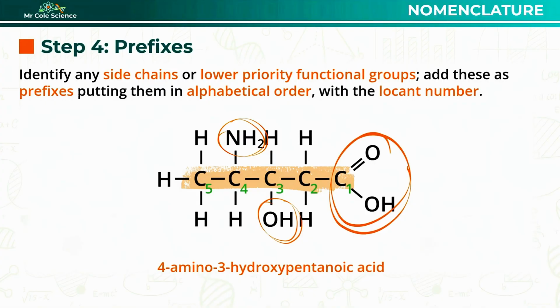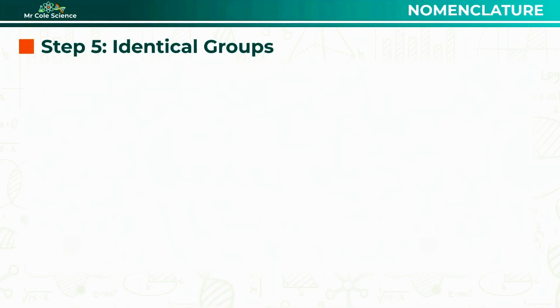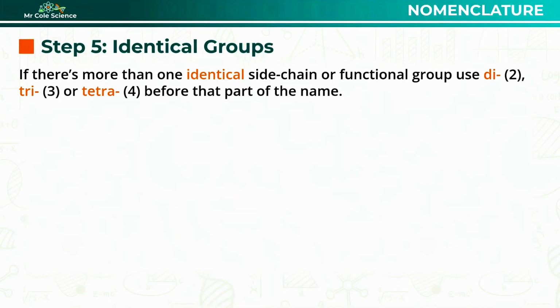But what happens if we have 2 of the same functional group or side chains attached? Well, that's where our fifth and final step comes into play. If there's more than one identical side chain or functional group in the molecule, then we add an additional part to the prefix depending upon how many of the identical groups there are. Di for 2, tri for 3, and tetra for 4. Crucially, however, these additional parts of the prefix do not affect the alphabetical ordering of prefixes.